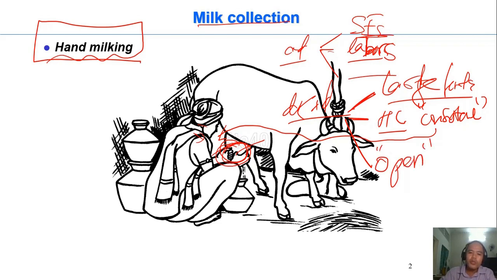And then the other disadvantage is that this method is quite open. It means that you take milk and you put it in a container, it's quite open to the surrounding environment. It means that you may have more contamination with microorganisms. And then if milk is not cooled down fast, the microbial growth will be quite strong as well. So these are the disadvantages and advantages of this method.